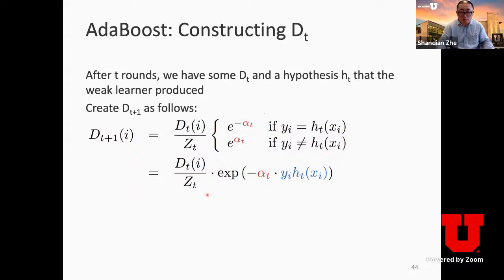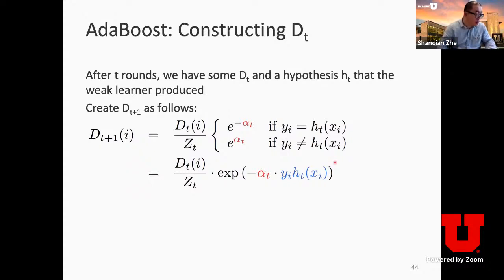So now how about Z_t? Z_t is just a normalizer. It ensures that the summation of all the sample weights is 1. So it's just like a discrete distribution over all the training examples, right? You need to ensure their summation is 1.